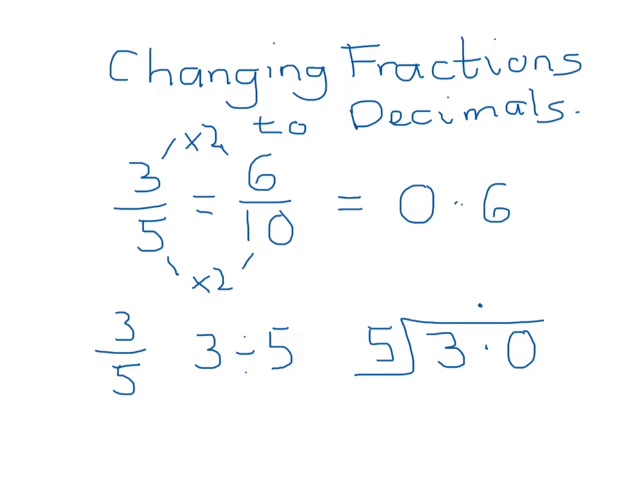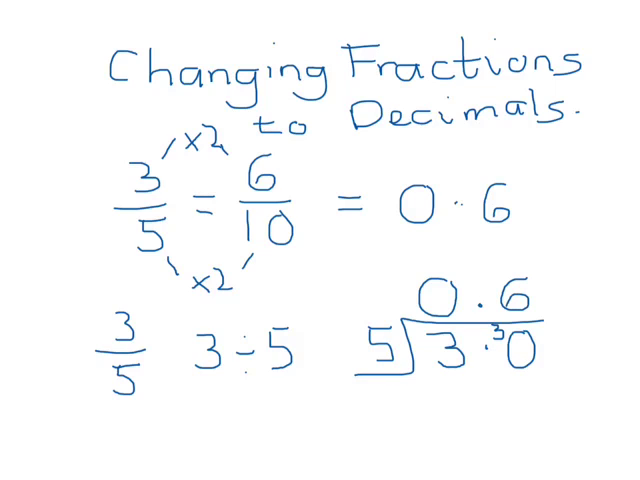Well, how many groups of 5 can we get from 3? We can't get any, so we write 0. But we still have that 3, which is our remainder. We give it to the next house because 3 units is the same as 30 tenths. We give it to the next house, it becomes 30. And now we divide. 30 divided by 5 is 6.